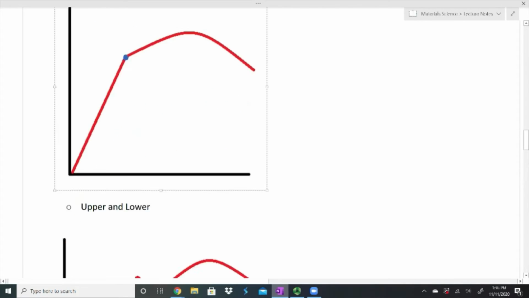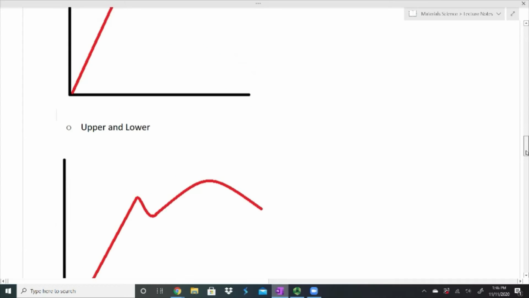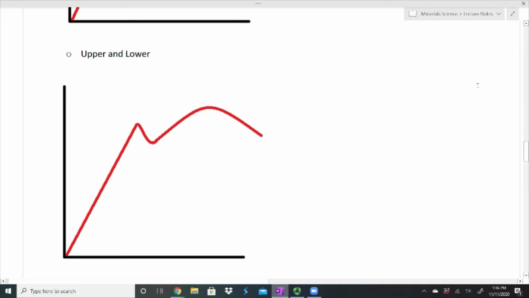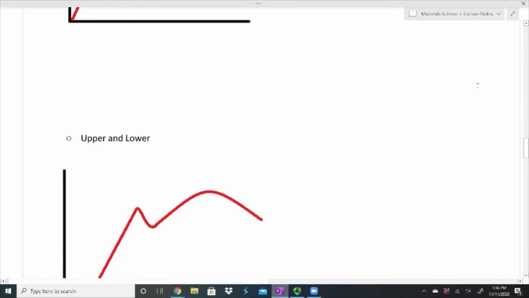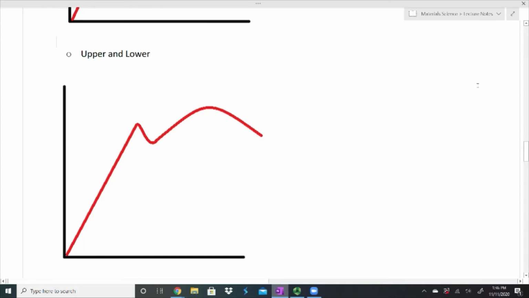So another option is our upper and lower yield points. Sometimes we'll get something that looks maybe something like this, where I have a linear region. We have this linear region, and then it goes into a nonlinear region, but then we decrease a little bit before we start increasing again.